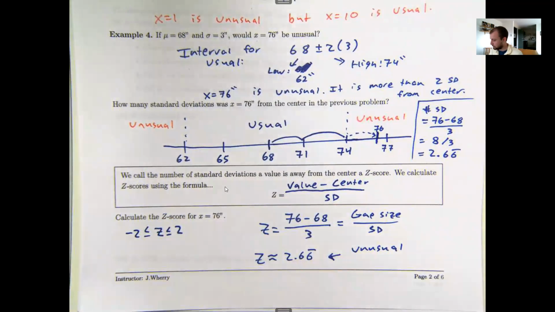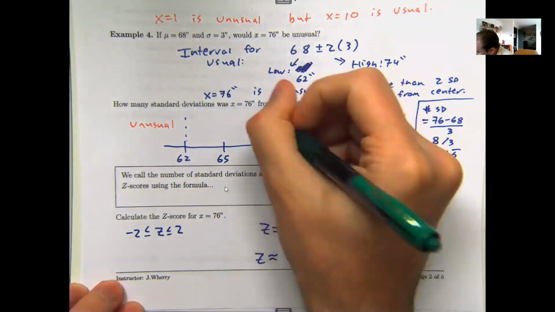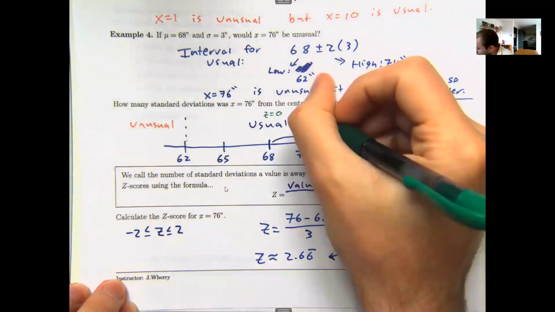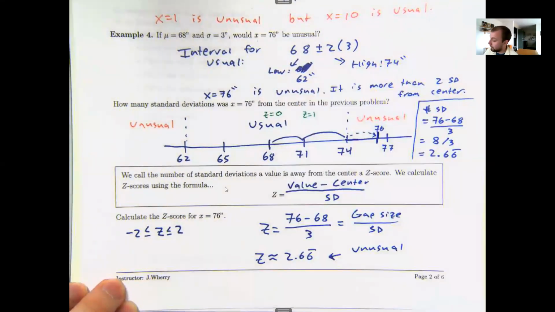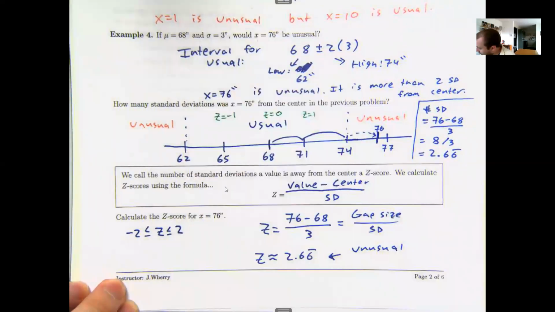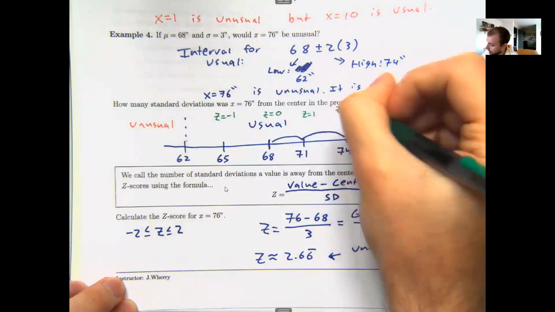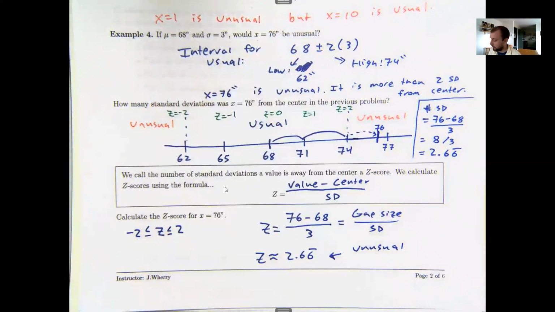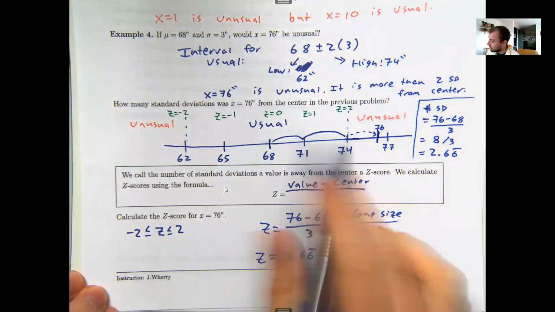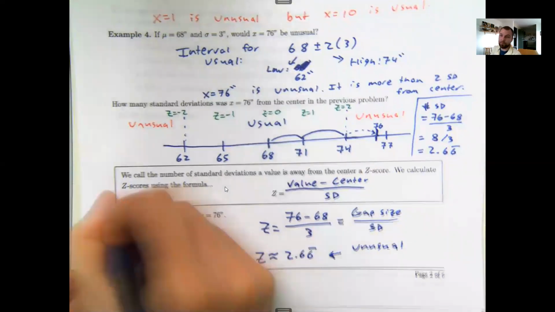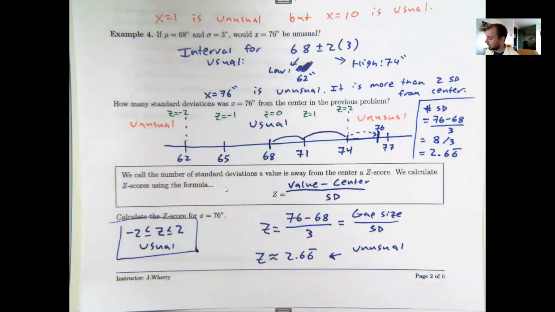Labeling it on this picture. The center of your graph is a z-score of 0. It is no tick marks away. 1 tick mark away is a z-score of 1. 1 tick mark away but down is a z-score of -1. Up 2 tick marks, +2. Down 2 tick marks, -2. So having a z-score between -2 and +2, inside of this interval here, is a compact definition for what it means to be usual. Let's keep that in mind when we look at this next example.